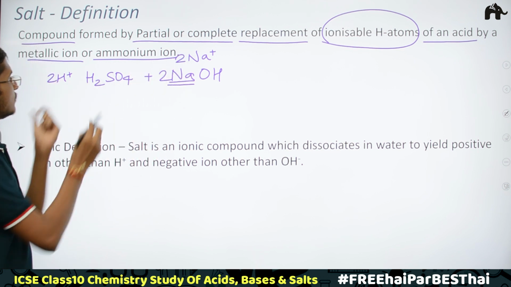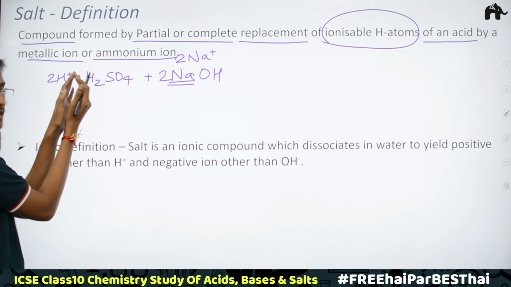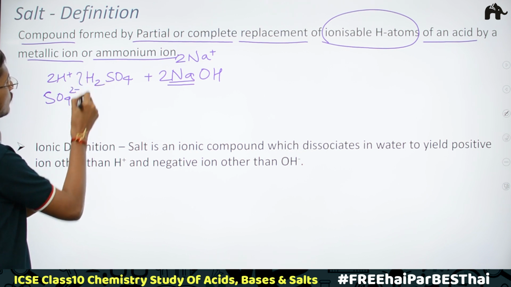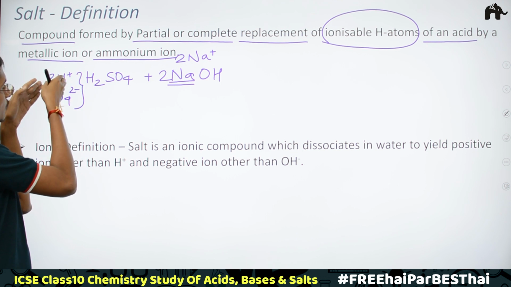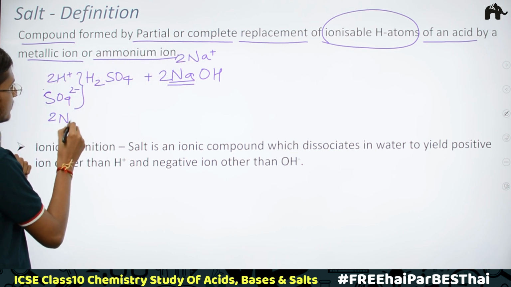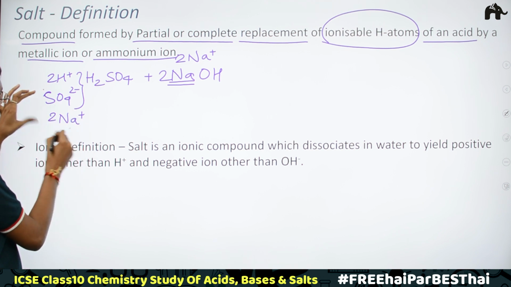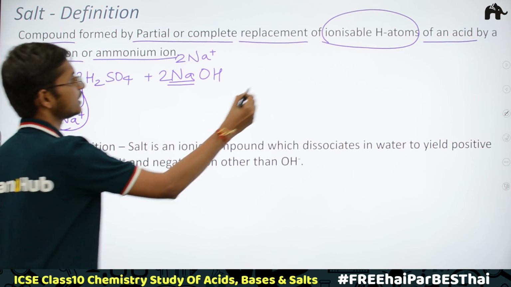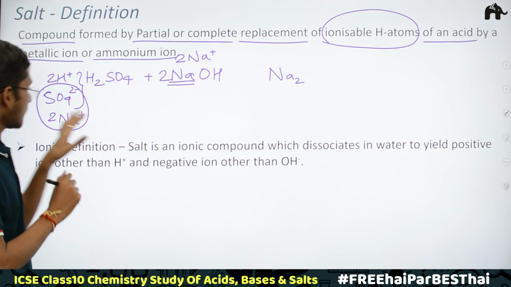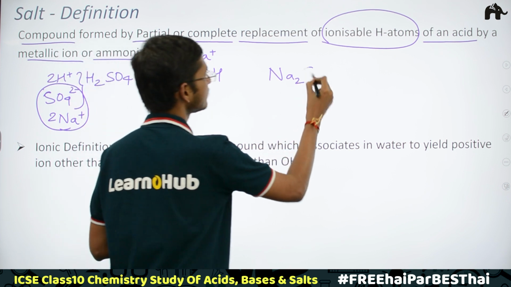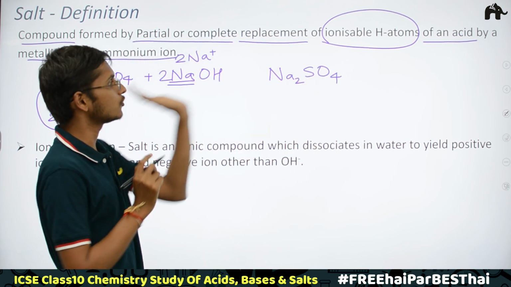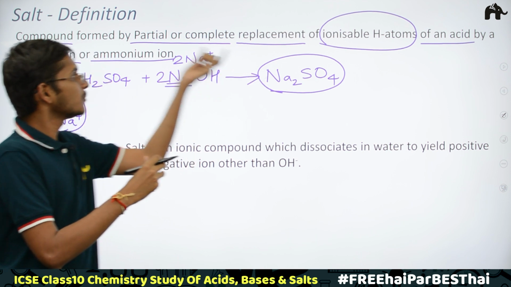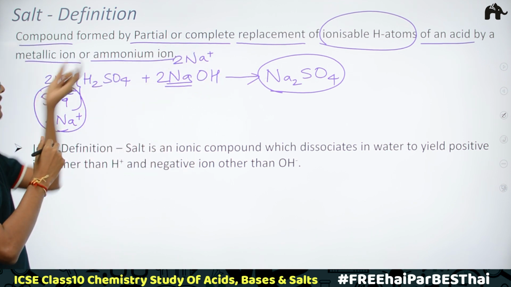So this 2 Na plus, now out of this H2SO4, we can write it in this way, 2H plus and SO4 2 minus. Now these 2H plus are being replaced by 2 Na plus. So I would here write 2 Na plus. Now what would be the compound formed? 2 Na plus and SO4 2 minus would be 2 atoms of Na. So I would write Na2 here, and SO4, right? So Na2SO4.